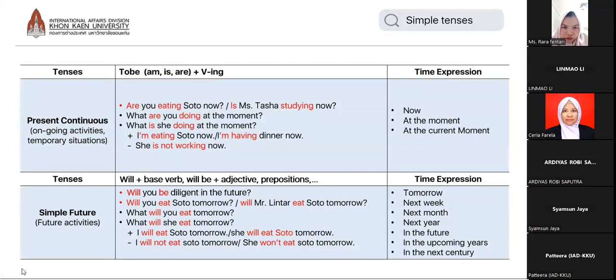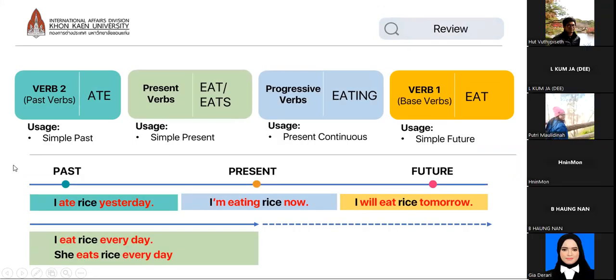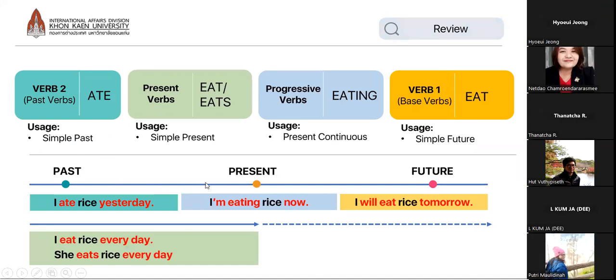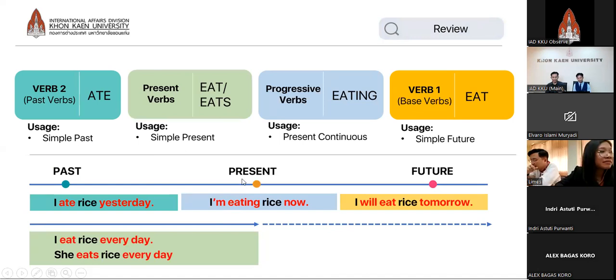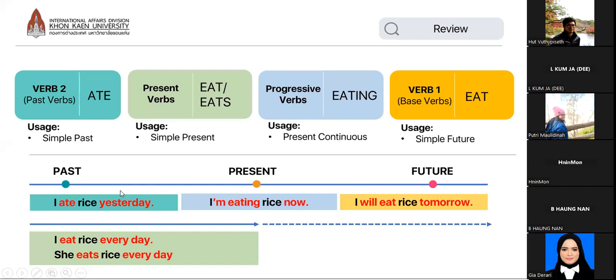You can see it later on. I will not have a look at this now. So just remember the function. If it's past, use verb two. If it's present, like -ing, we say progressive verb. If it's routine, use S or ES. From past until now, or until the future, use verb one, present. And if it's future, we use will plus base verb one.